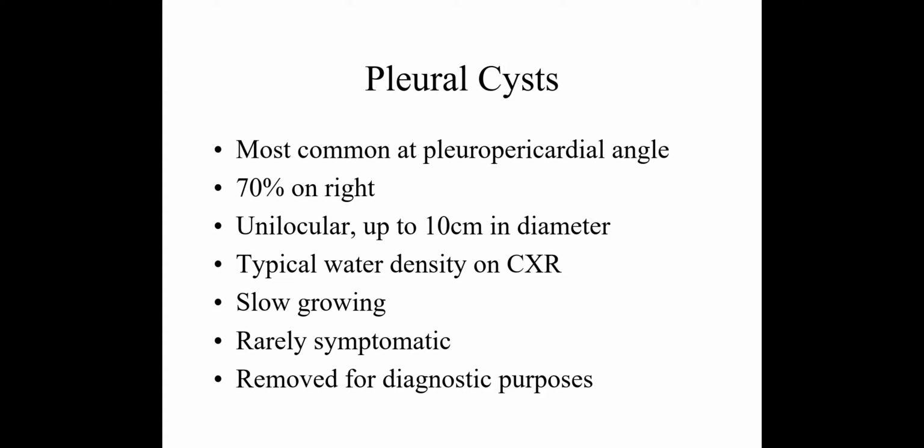Another condition that affects the pleura is pleural cyst. Pleural cyst is most common at the pleuropericardial angle, 70% on the right, unilocular up to 10 cm in diameter, typically water density on chest X-ray and CT, slowly growing, rarely symptomatic, removed for diagnostic purposes.